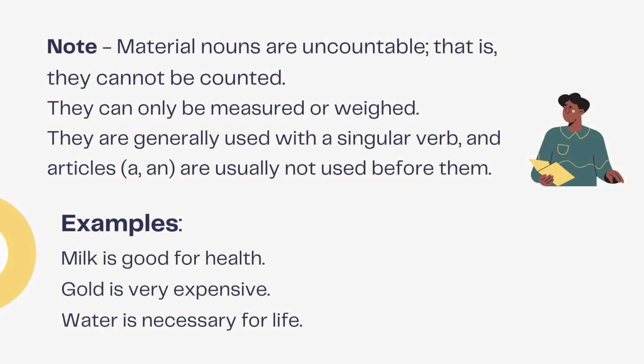There is one important thing to remember about material nouns. Material nouns are generally uncountable. This means that we cannot normally count them as individual units. Instead, they are usually measured or weighed. They are also generally used with a singular verb, and we normally don't use "a" and "an" before them. For example, milk is good for health. Gold is very expensive. Water is necessary for life. Notice that we use the singular verb is in each sentence. So, remember, material nouns are generally uncountable and are normally treated as singular.